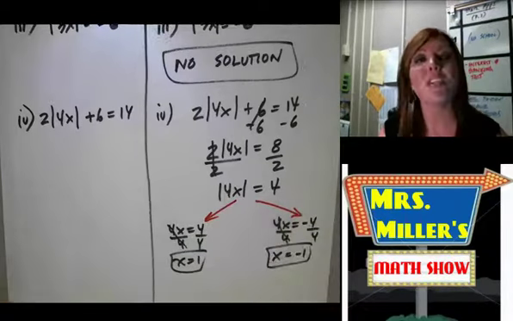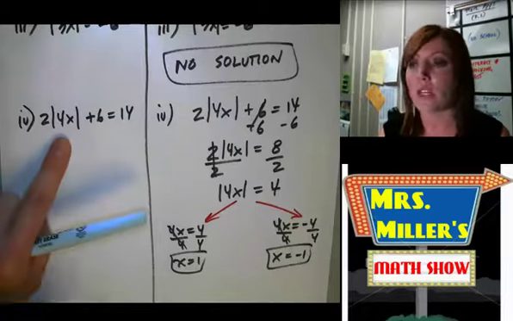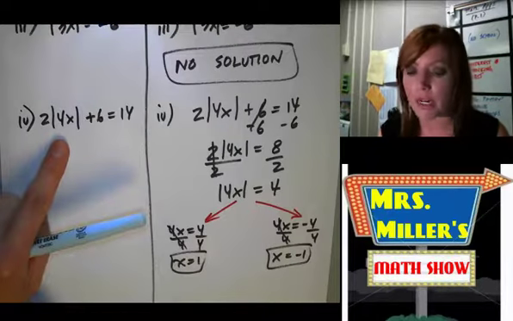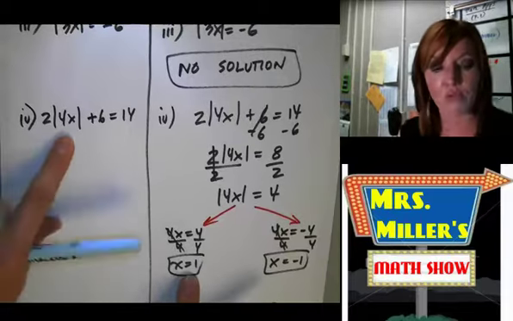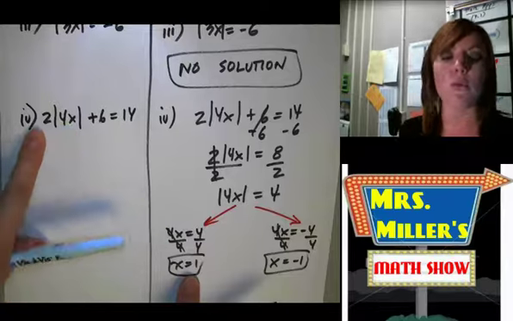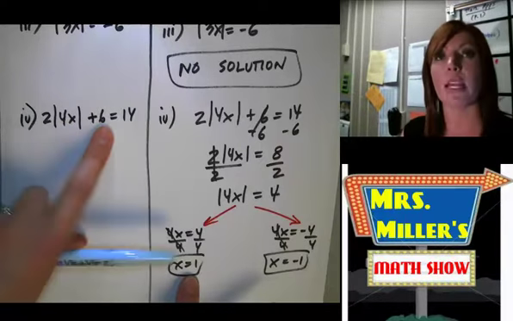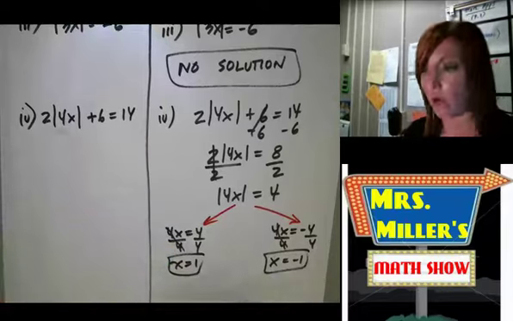You always want to go back and do a check. So when you check it, you're plugging it back into the original equation, okay? So none of the ones that have been modified. But if we do that, 2 times, if we take that 1 and plug it back in, 4 times 1 is 4. The absolute value of 4 is 4. 4 times 2 is 8. 8 plus 6, does that equal 14? Yeah, and then same thing if you plug in the negative 1.